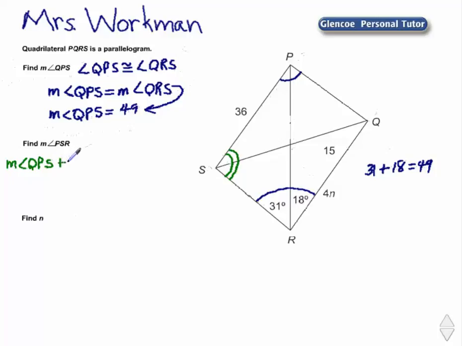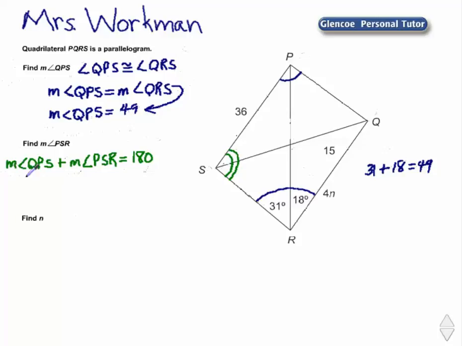plus the measure of angle PSR is equal to 180. Because angle QPS and angle PSR are consecutive angles, and because they're supplementary, that means their measures must add to 180.